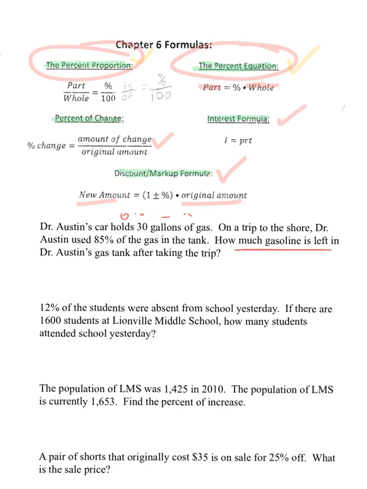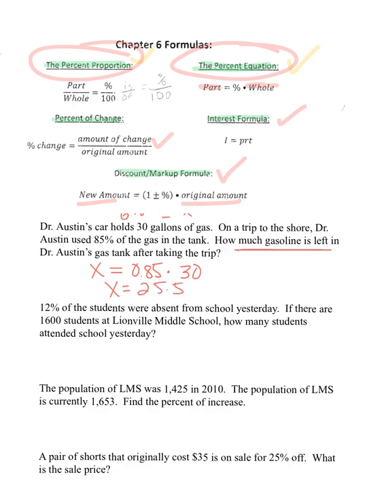You know that his car holds 30 gallons. That's the whole amount. You know that he used 85% of the gas. So that's your percentage. It says how much gas is left in his tank. This one's a little bit of a trick. So that's part, okay? So when we figure this out, we'll get X is going to equal 25.5.